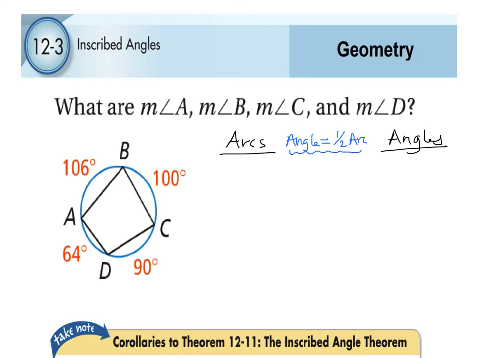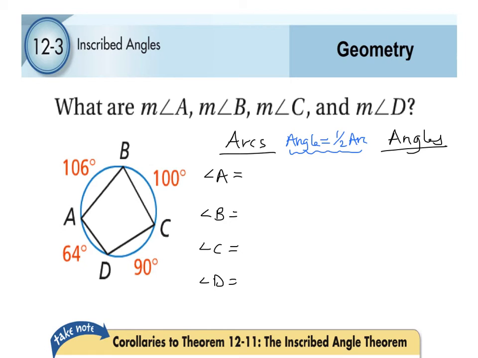As we look at this last example, what are the measures of angles A, B, C, and D? You'll notice that they have all the arcs already measured for us here. What I want to write down is: Angle A, what's the arc that goes with angle A? Angle B, angle C, and angle D. What are the arc measures that go with those angles? Because if I figure out the arc number and divide that in half, it's going to give me the angle.